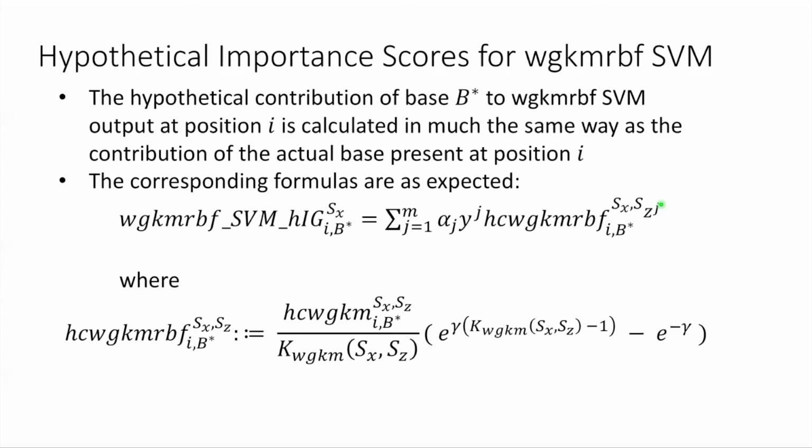And very similar to the corresponding formula for the actual contribution, CW GKM RBF SX, SZJ I, B, shown here, it can be thought of as distributing the difference from baseline of the WGKM kernel function in proportion to HCW GKM I, B SX, SZ, divided by KWGKM SX, SZ, which is the fractional hypothetical contribution to position I of the WGKM kernel output.